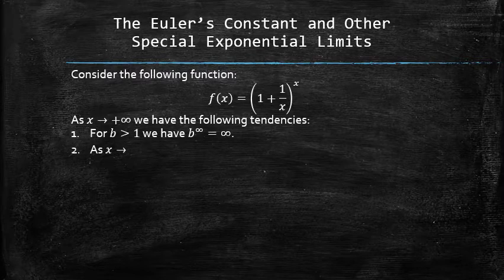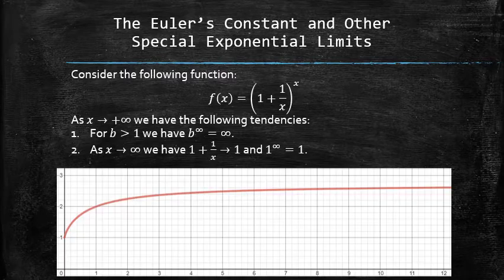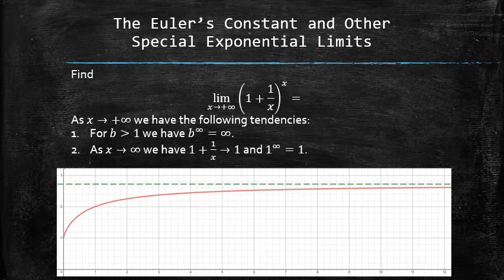However, as x goes to infinity, the base approaches 1, which makes the output grow slower. So what would it be at infinity? Infinity or 1? Let's take a look at the graph. There appears to be a horizontal asymptote. In other words, we are looking for the limit of this function as x approaches infinity.